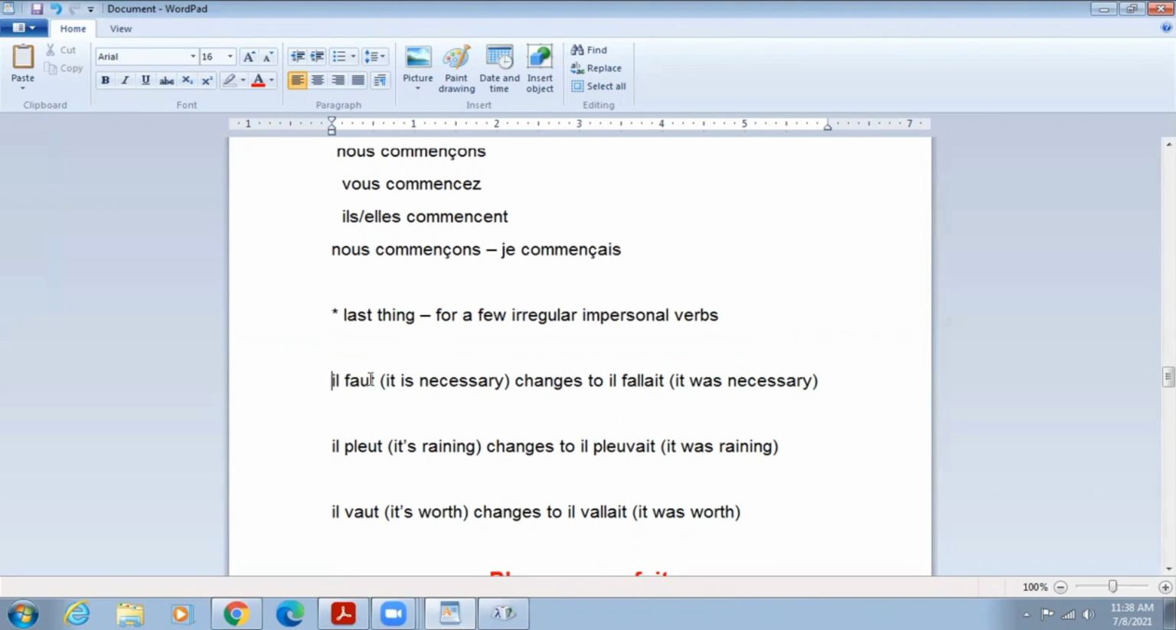So these are some impersonal verbs in the present form as well as in the imperfect form. Il faut, I was telling you, il faut manger quelque chose, when I was talking about your breakfast. So il faut, it is necessary, changes to il fallait. So this is something you have to learn. Il faut changes to il fallait for imparfait. Il pleut changes to il pleuvait. Il vaut changes to il valait. D'accord, ma'am. Ça va? These are some impersonal verbs.